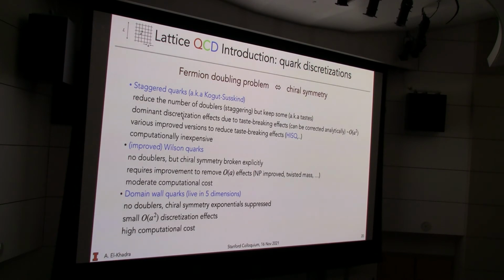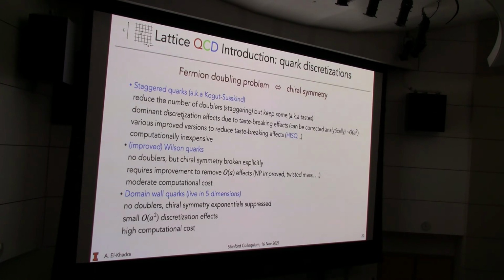So these then inform the three main strategies that are used in most large-scale computations, starting with staggered quarks, which have a very famous alternate name that is familiar to all of you, where the strategy is to reduce the number of doublers by staggering the fields, but it still keeps some of these unphysical doublers. They're now called tastes to distinguish them from quark flavor. The dominant discretization effects in this framework are then due to taste breaking effects, which however can be corrected analytically, also via chiral perturbation theory.